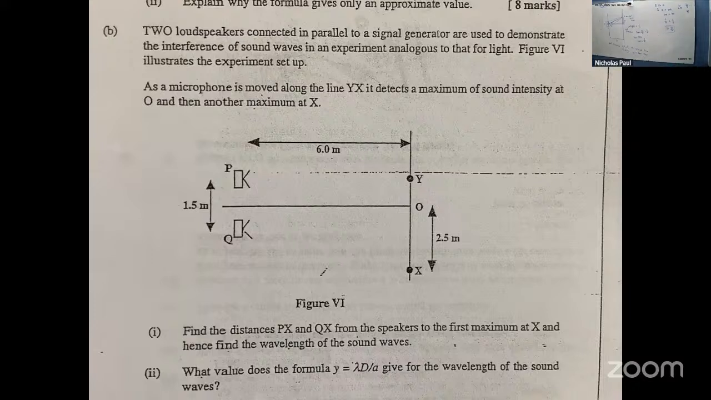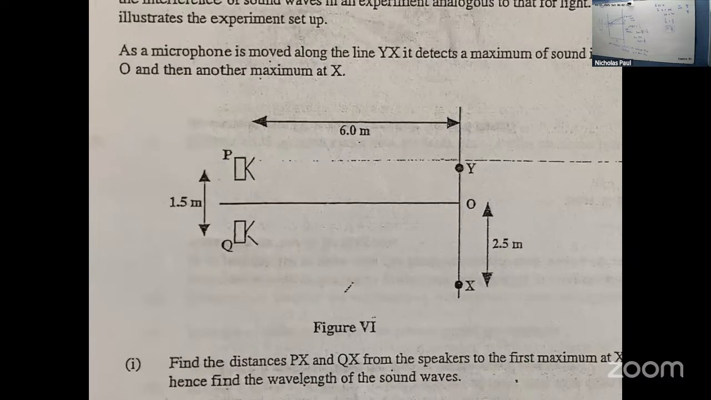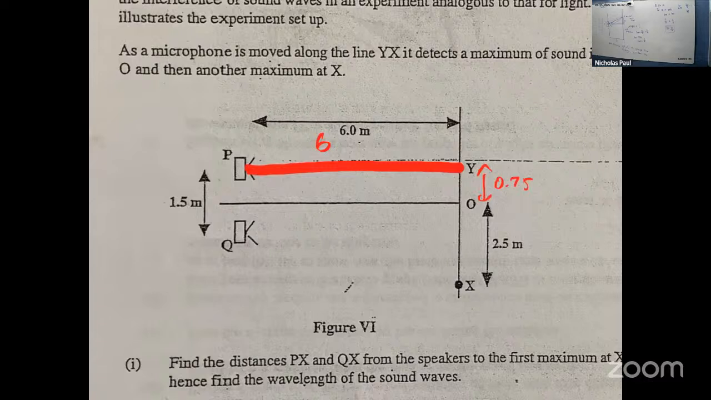So why you started? P to Y is 6, and then root to X is 2.5. O to Y is half of this. Here to here is 1.5, so here to here is 0.5. And they wanted to find PX.